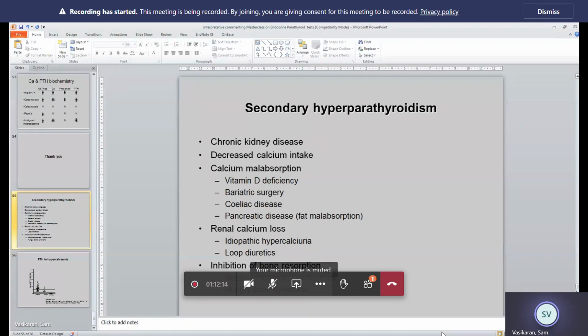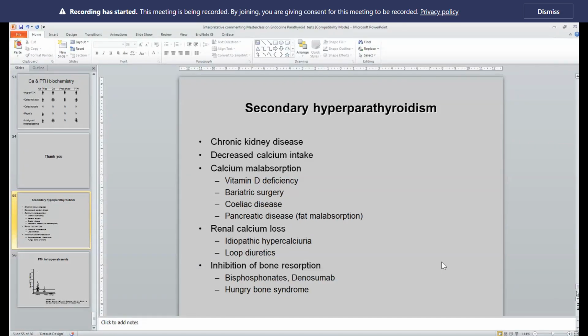So this is a list of causes of secondary hyperparathyroidism. Briefly, some of the causes mentioned are decreased calcium intake and decreased calcium absorption. Bariatric surgery is now becoming common, and that can lead to calcium deficiency and secondary hyperparathyroidism. It can also lead to bone loss and osteoporosis, so something to think about.